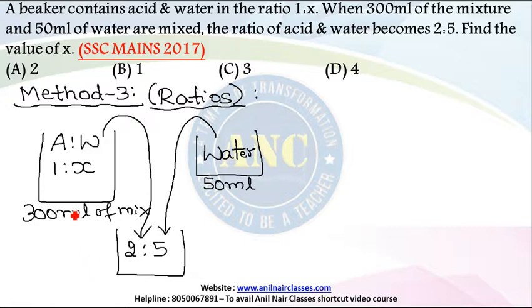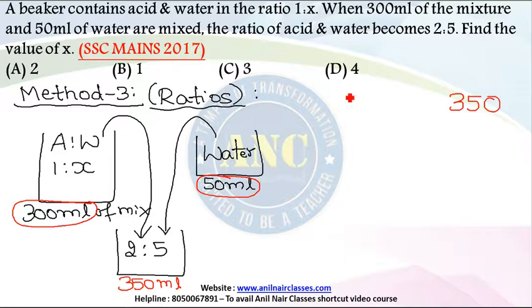Simple common sense. First vessel, I am having 300 liters of mixture. Second vessel, I am having 50 ml of water. I am mixing. Totally in my third vessel, I should have 350 ml of mixture. Simple common sense. In my vessel 3, 350 ml of mixture should be present.